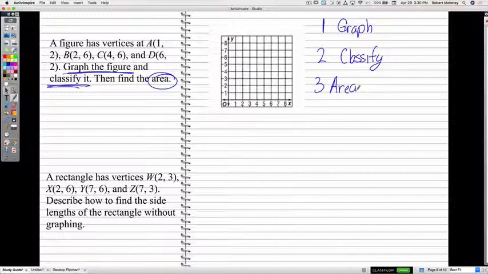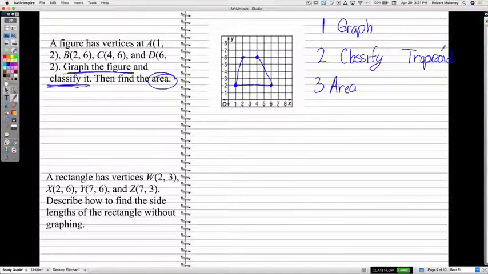So we're going to graph 1 over, 2 up. So 1 on the x, 2 on the y. 2 over, 6 up. That's right here. Now we're going to go 4 over, 6 up. And then finally, 6 over, 2 up. All right, so I can see right here, I've got a trapezoid. So that's graph, step 1. I'm going to name it a trapezoid, so that's part 2.